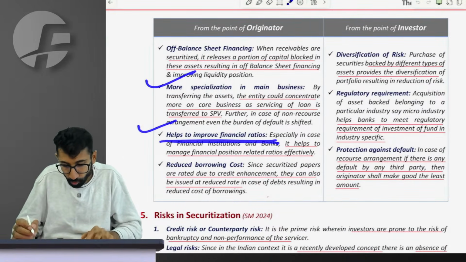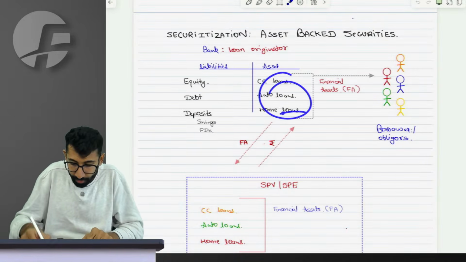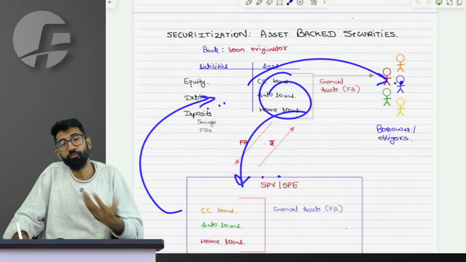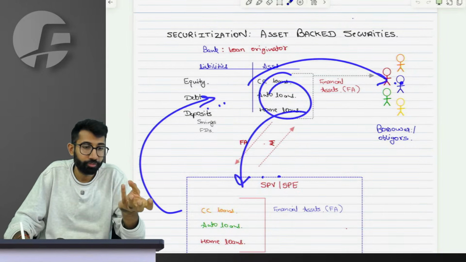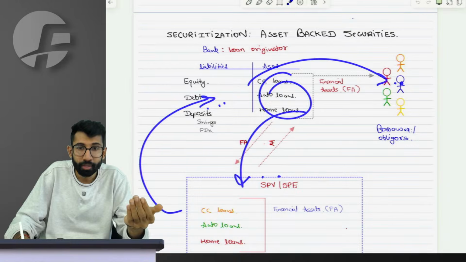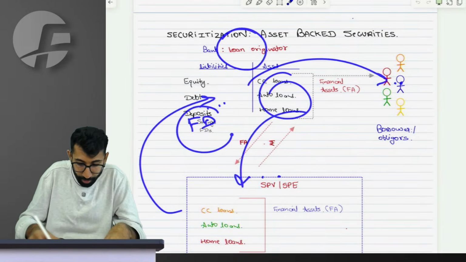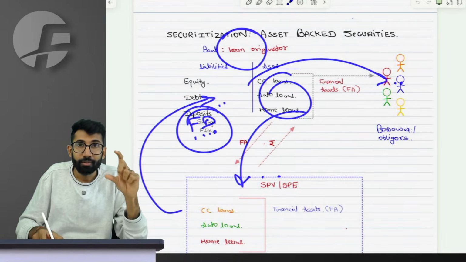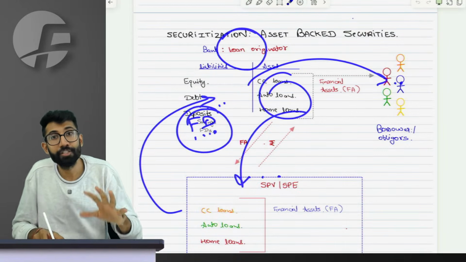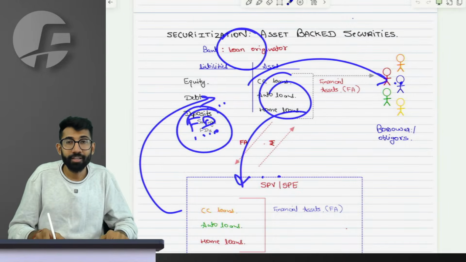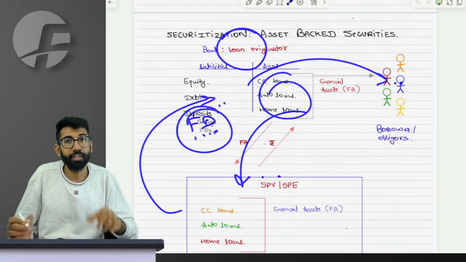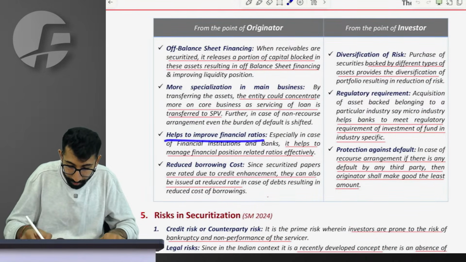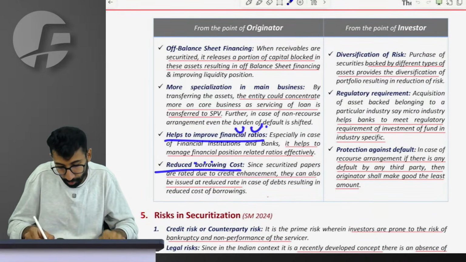Third, it helps to improve financial ratios. If you don't sell these assets, what is plan B? Take new loans to give loans. What is the job of a bank? Taking deposits in the form of FDs and using that amount to give loans. So for the bank, those FDs are actually loans taken. So when the liability side of the balance sheet of the bank increases, it affects the financial ratios of the bank, making the bank less interesting for the investors. And in fact, sometimes they have to follow RBI regulations. So it helps to improve financial ratios and reduce the cost of borrowing.